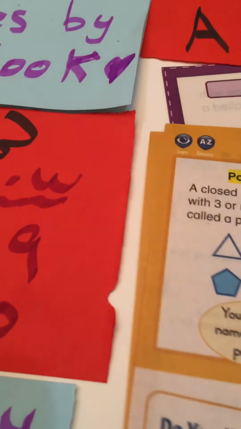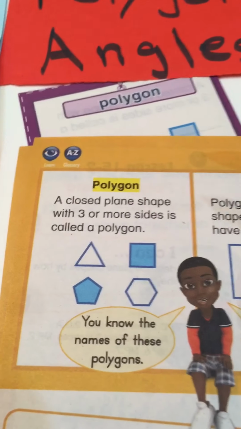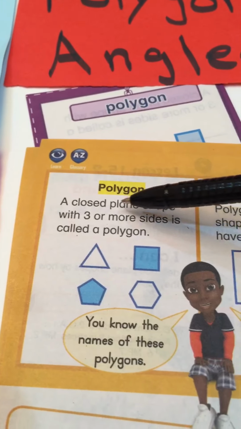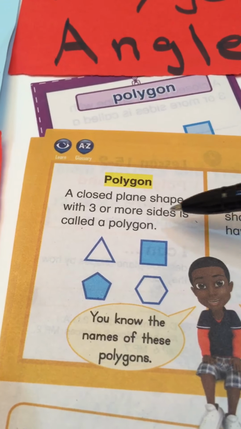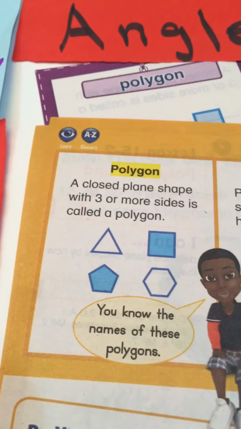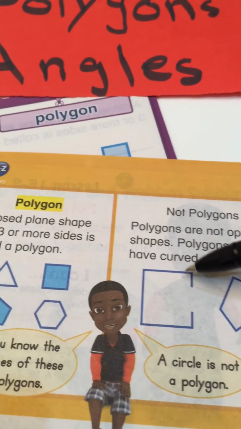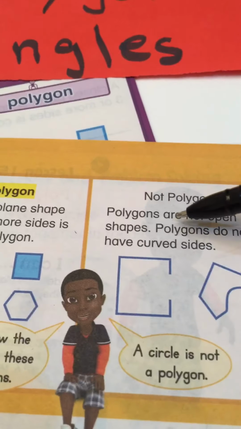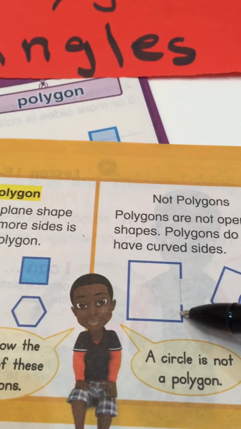So let's turn the page, and if you look here, they again have the definition of our new vocabulary. Here is polygon: a closed plane shape with 3 or more sides is called a polygon. So these are polygons. The polygons are not open shapes, they are not open like this one, and polygons do not have curved sides, so they have straight sides.